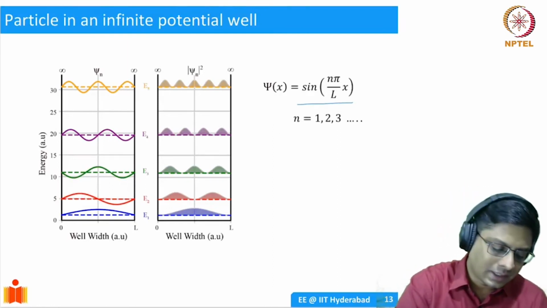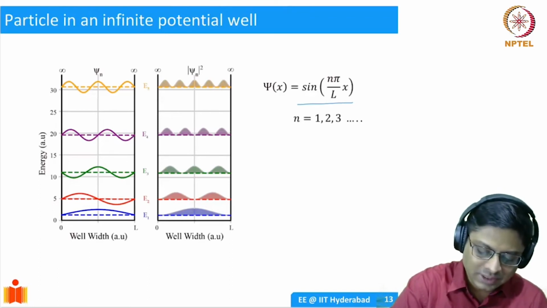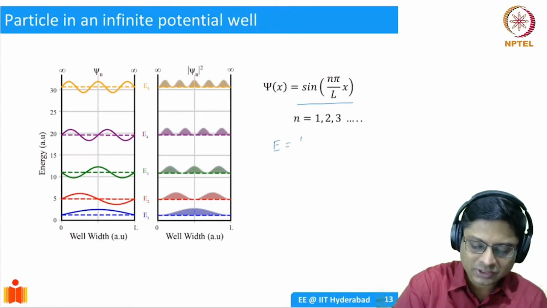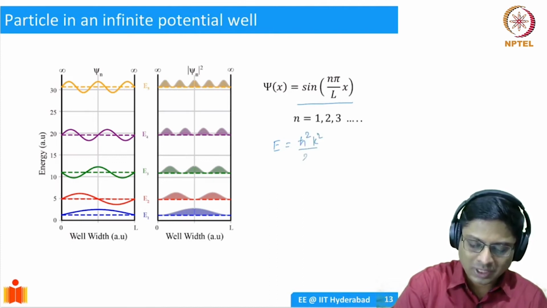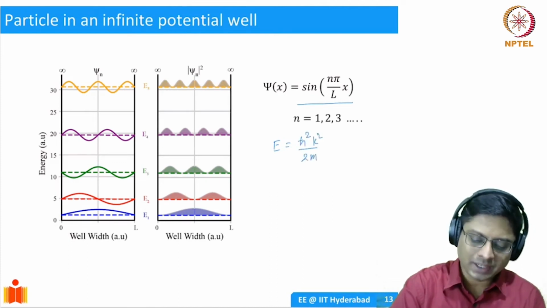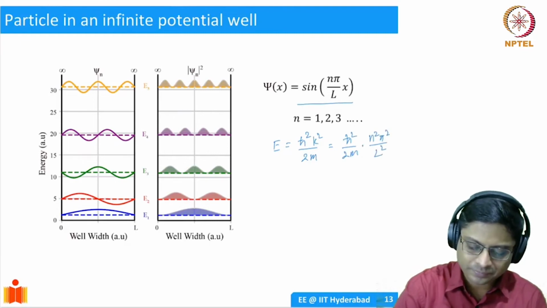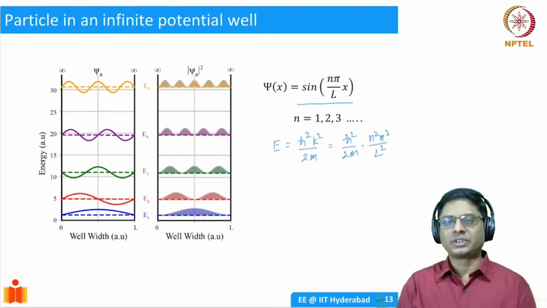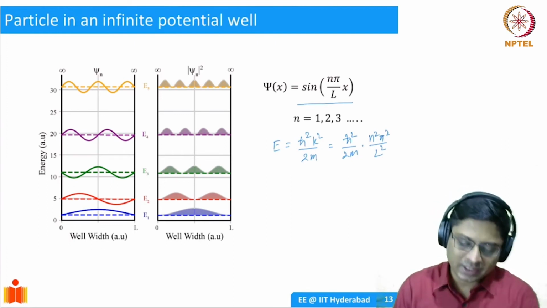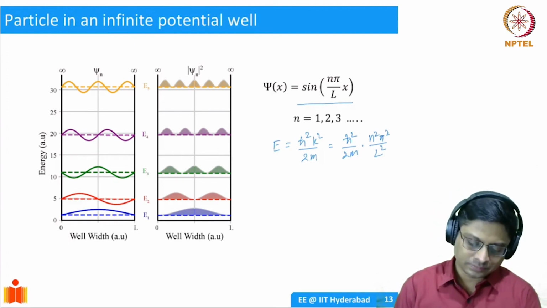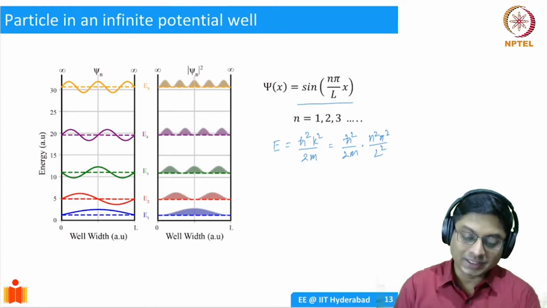And we said energy E is h cross square k square by 2m. Now k is n pi by L, so energy becomes h cross square by 2m times n square pi square by L square. This is an important consequence. Basically now what we are saying is the energy is again discrete.